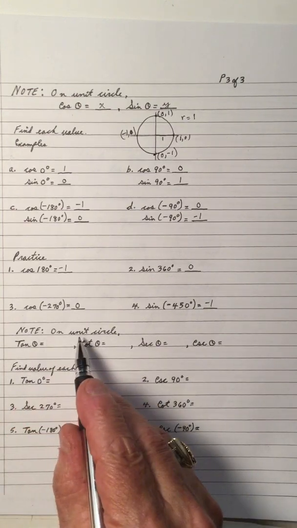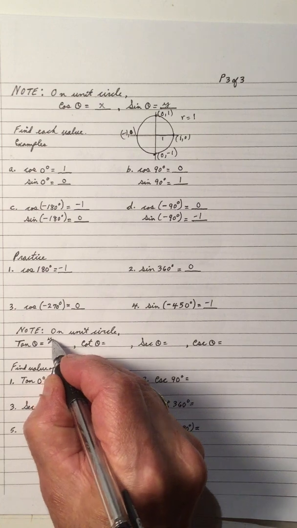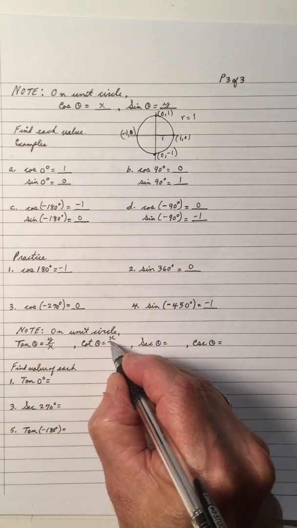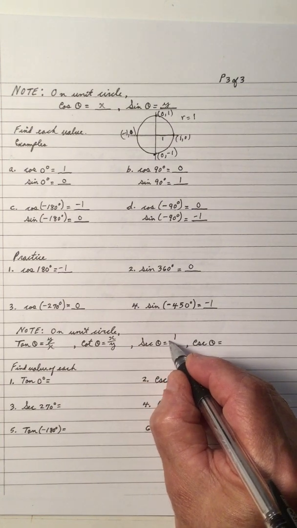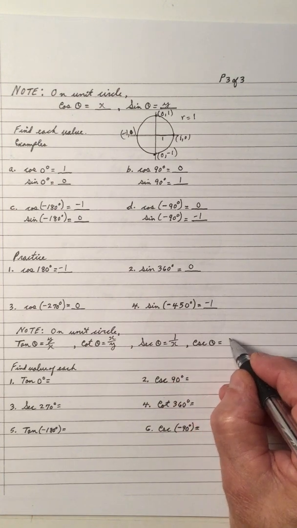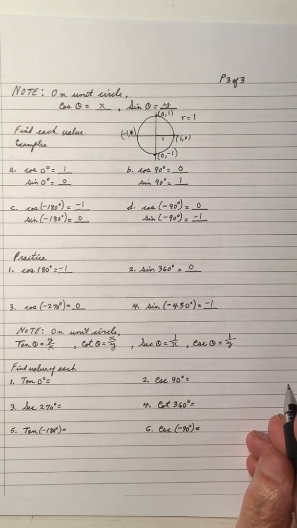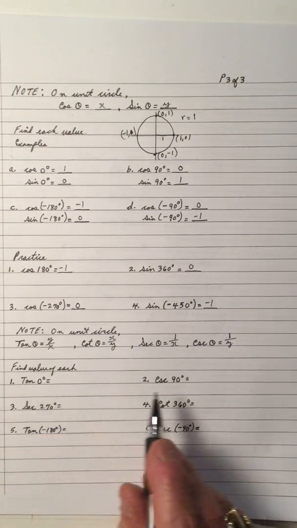And note on a unit circle, the tan is opposite over adjacent. Tan is the y over the x. The cot is the reciprocal, x over y. And the secant is 1 over cos, which is 1 over x. The cosecant is the reciprocal of sine, or 1 over y. So let's use these trig ratios, other than sine and cos.